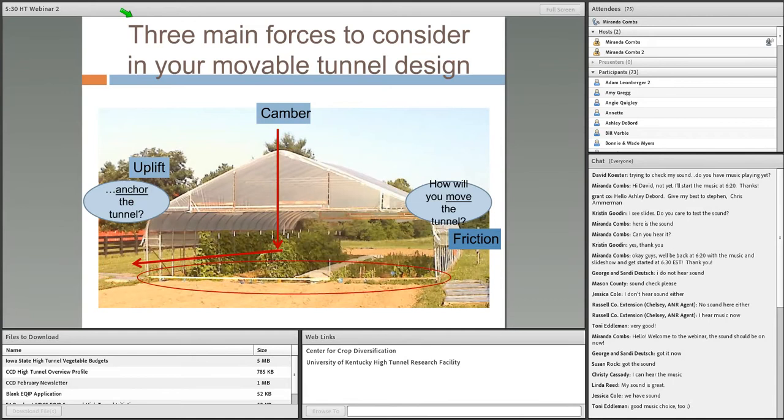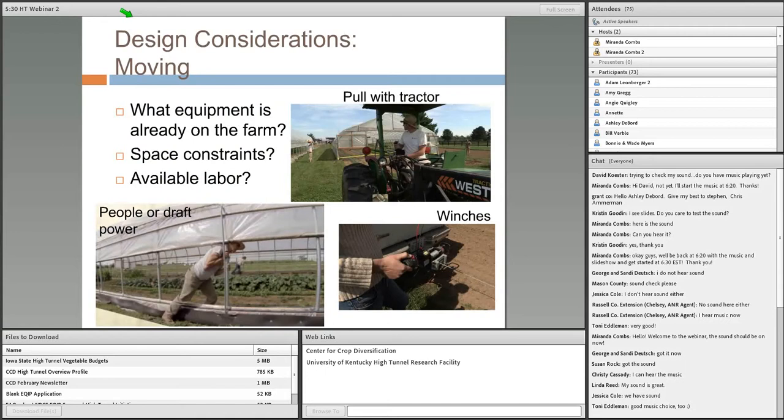And so I'll show you a couple pictures of how we do that as well. All right, so in thinking about how to fight that friction, how you're going to move the tunnel, before you even think about how you'll physically do it, you want to think about what resources you have on the farm to move the tunnel. Are you equipped with tractors potentially to pull the tunnel? That's quite common for ski and skid type designs.